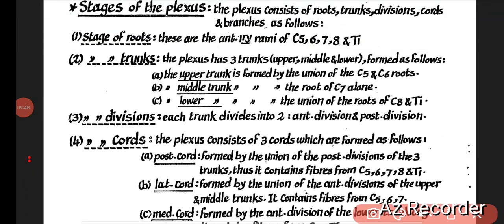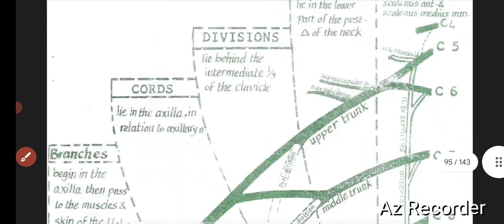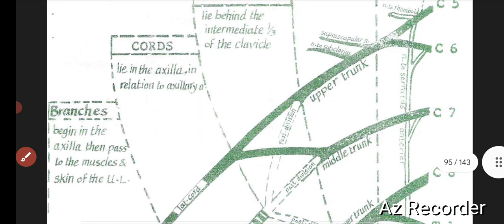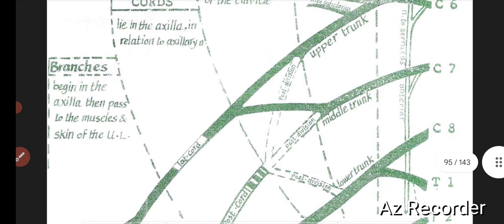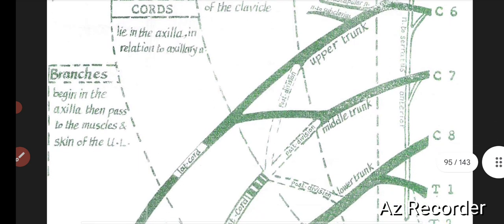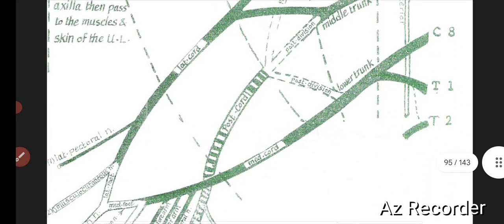Division: each trunk divides into an anterior and a posterior division. The upper trunk divides into anterior and posterior, the middle trunk also into anterior and posterior division, and the lower trunk also into anterior and posterior division. From the picture, the upper trunk divides into anterior and posterior division. See here, anterior and posterior division of the middle trunk and lower trunk.